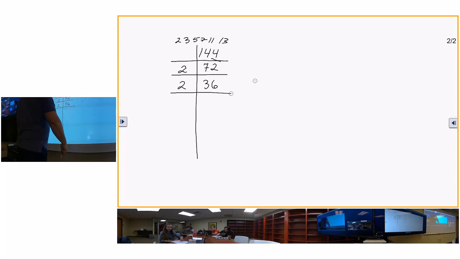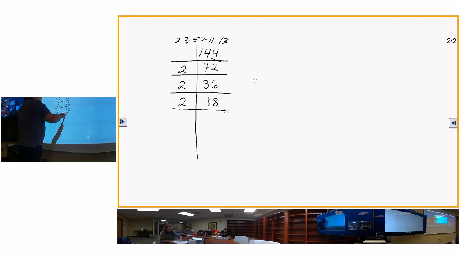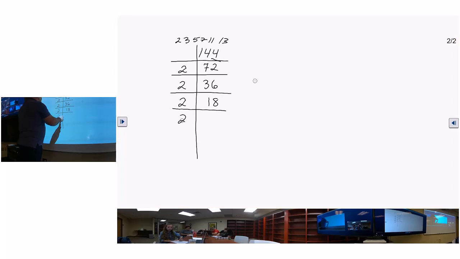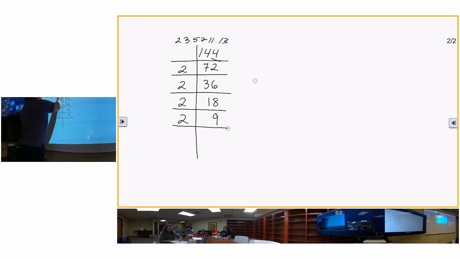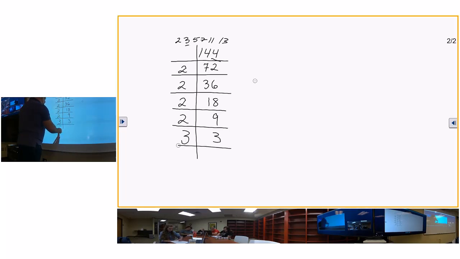Will 2 go into 36? Yes, because 6 is even. 2 will go into 36 1 time. That'll leave a 1. 16, 8. 2 will go into 18 how many times? Now 2 will not go into 9, so we're going to switch to what? 3. And 3 will go into 3 1 time. When you get to a 1 or lowest prime number that nothing will go into, you're done.